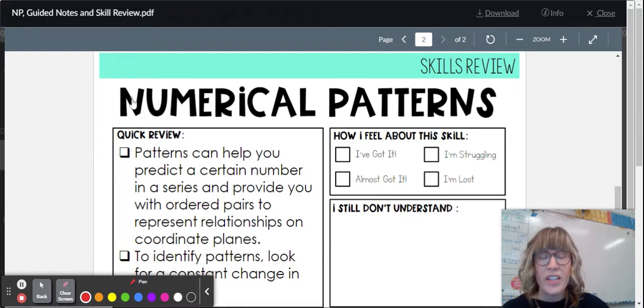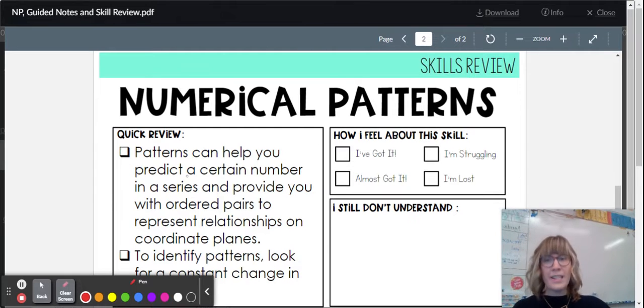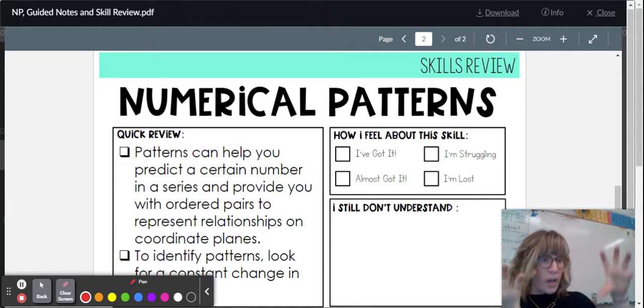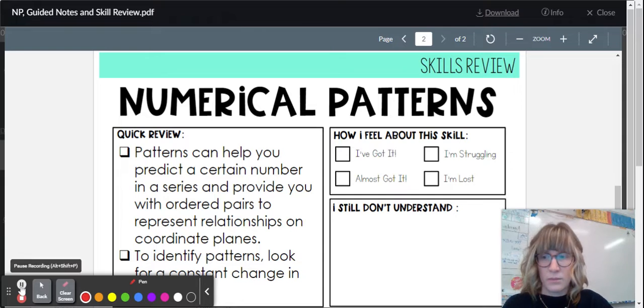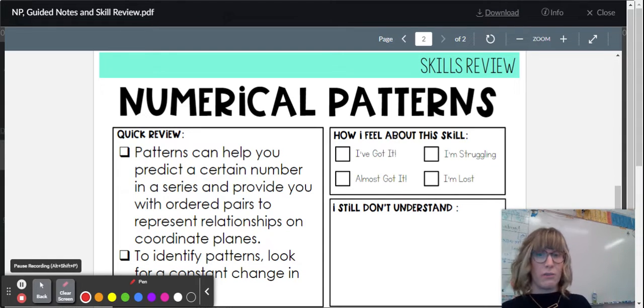Hey, so welcome to the skills review of our numerical patterns. What you might remember is that patterns can help you predict what comes next, right? Based on what you're given, you can observe certain things that help you decide what comes next. It's a way to kind of solve mysteries.